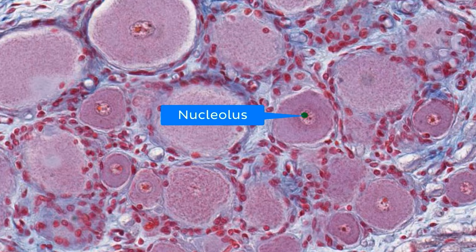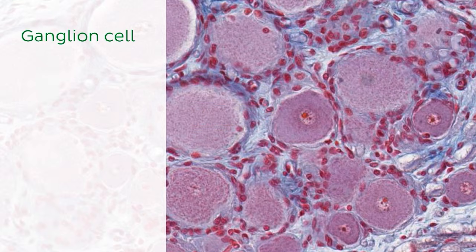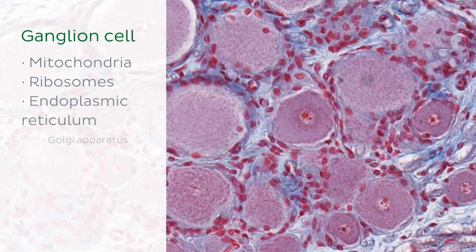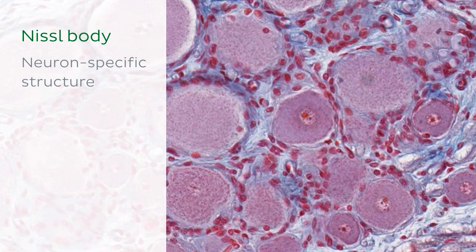And now here's the nucleolus, which is the factory producing ribosomes and ribosomal RNA to be used in protein synthesis. There are also the other usual organelles, but they're probably a bit too small to be seen in this image. So examples of these are the mitochondria, the ribosomes, the endoplasmic reticulum, and the Golgi apparatus. There are a couple of neuron-specific structures to note, which again are not visible here, but we're going to talk about them anyway.